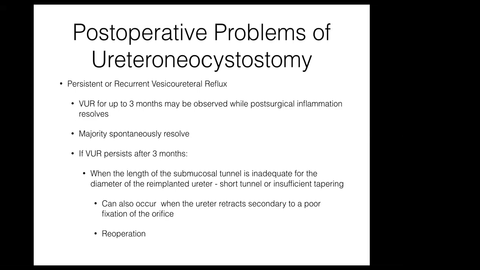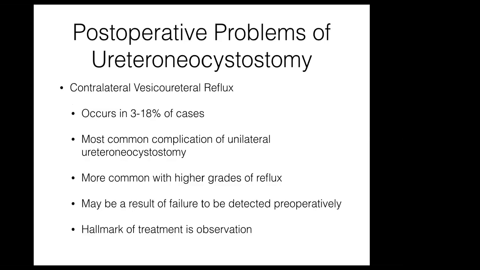these might be the cases why they don't resolve after 3 months. They happen if the length of your submucosal tunnel is inadequate for the diameter of your reimplanted ureter, or in short, you have a short tunnel or there's insufficient tapering. It can also occur when the ureter retracts secondary to a poor fixation to your orifice, and these will require reoperation. Another problem encountered with ureteral neocystostomy is a contralateral VUR, which occurs in 3 to 18% of cases.